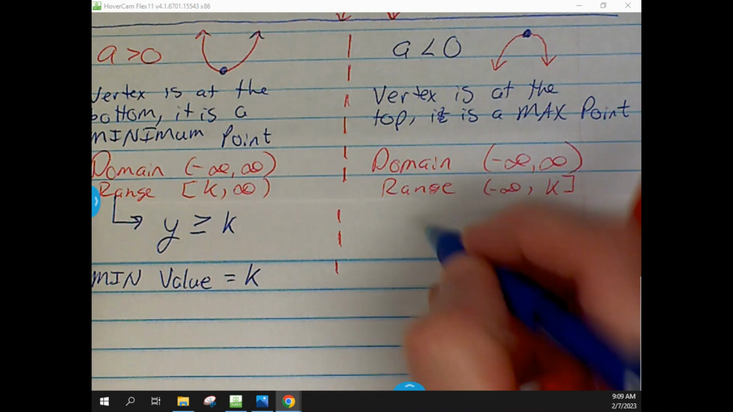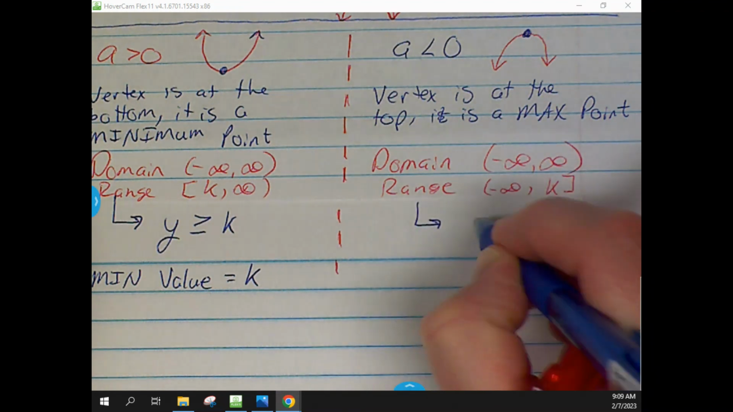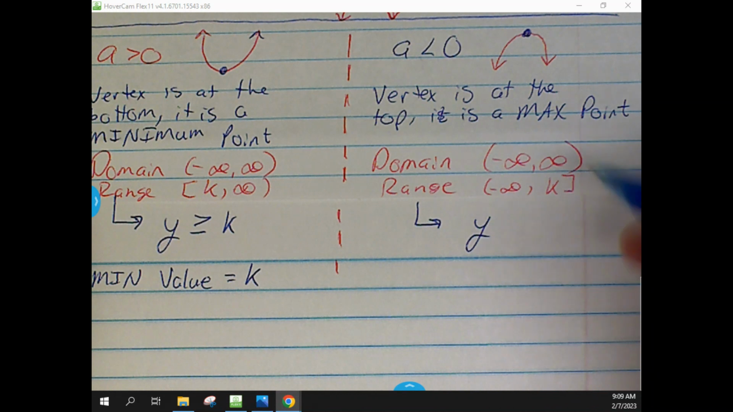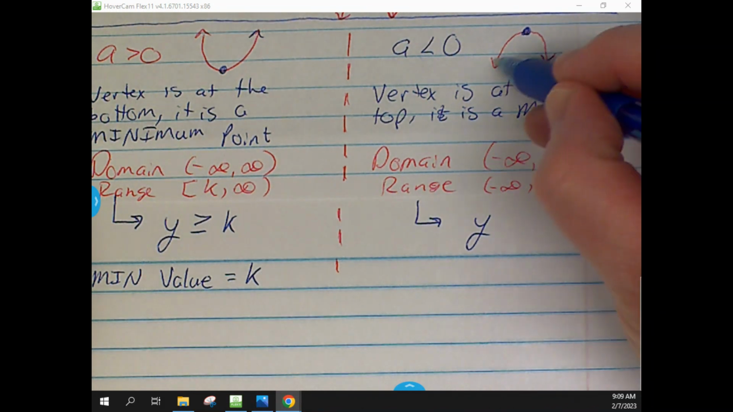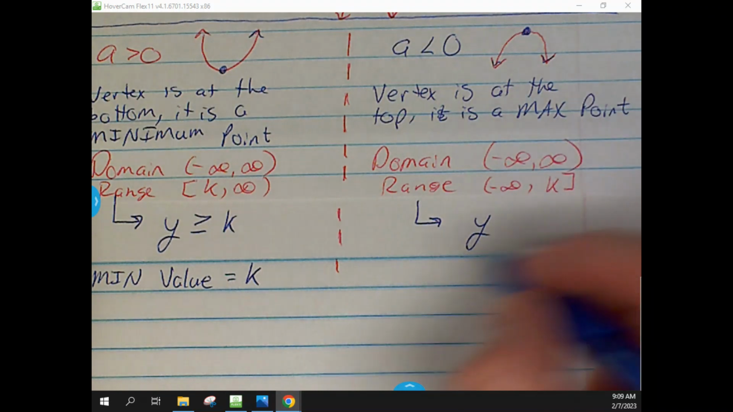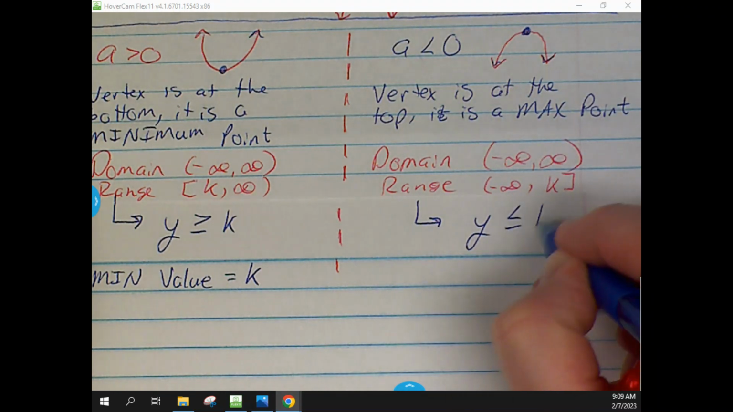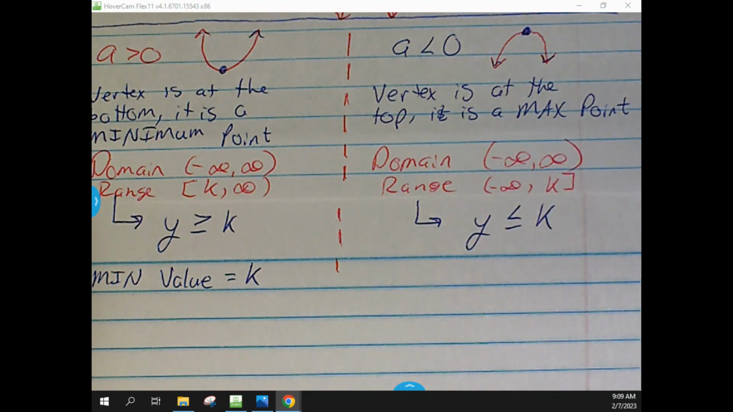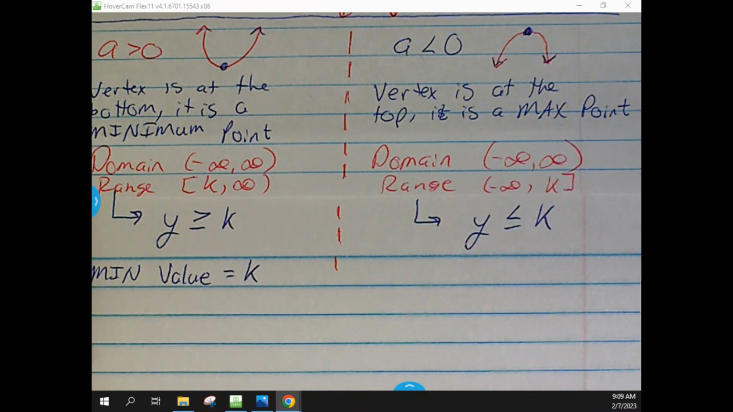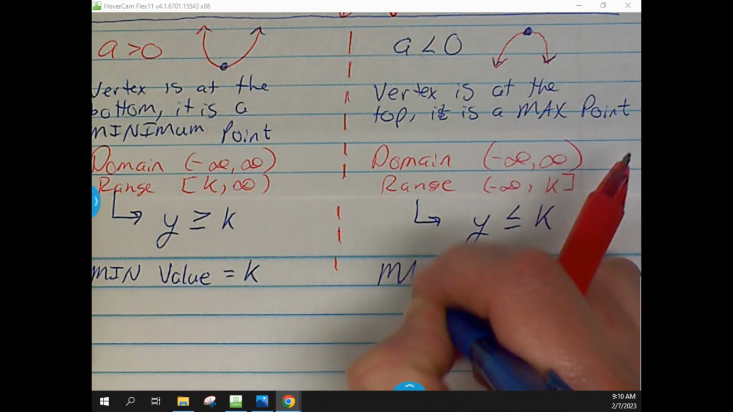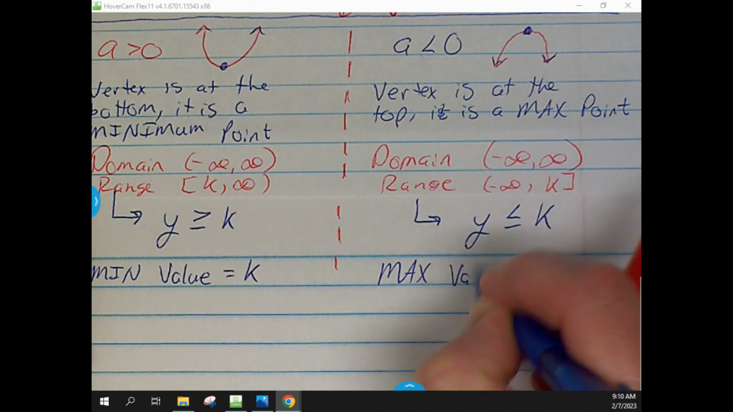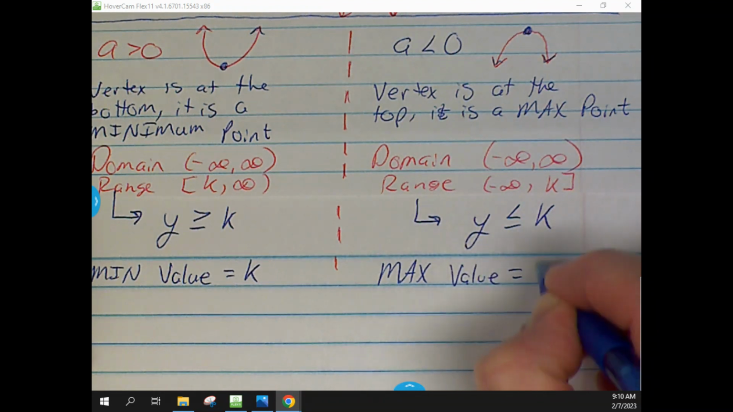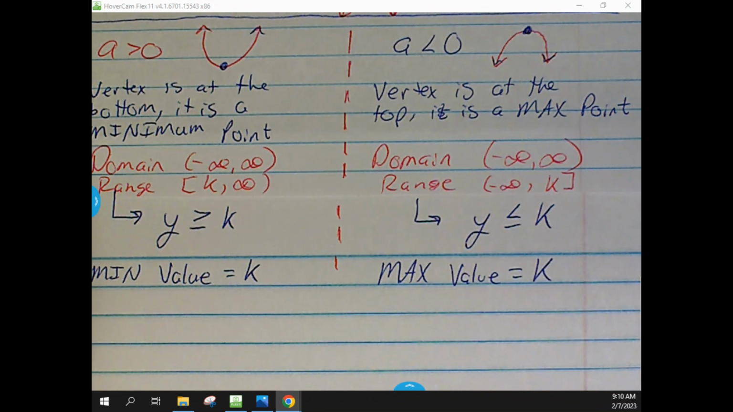Okay. And again, they may not give it to you this way. They may tell you to write it as an inequality. If you do, the y values are going down because the arrows are pointing down. So everything here has got to be less than whatever your k value is. So the max value equals k.